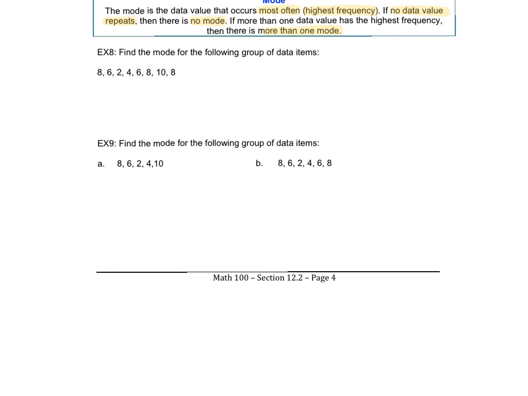In example 8, we want to find the mode for the following group of data items. So when we find the mode, it doesn't have to be from smallest to largest. We're just looking at, does any of our data items repeat? And if so, which one repeats the most times? Which one has the highest frequency? So I could see that I have 8, there's 3 8s. There are 2 6s, but there's more 8s than there are 6s. So the mode is actually 8. It's the data item with the highest frequency as long as it repeats.